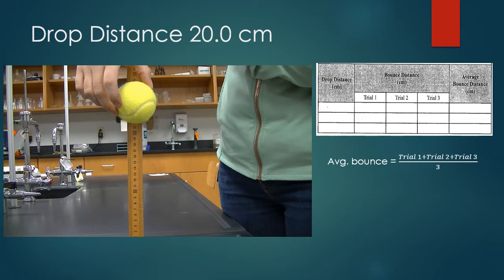So for this first distance in the data table, we would write 20 centimeters for the first set of trials here.